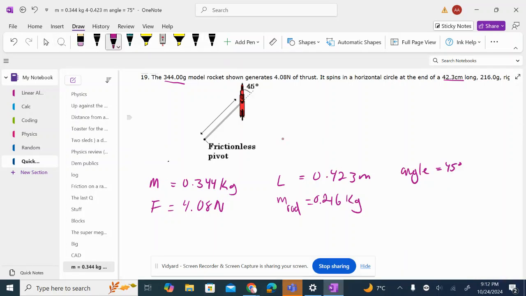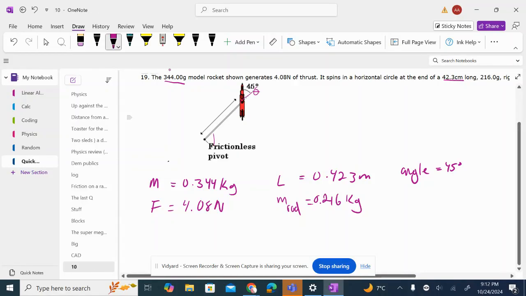The angle that this line makes with over here, this angle theta, is the same as this angle theta, just to be absolutely clear.